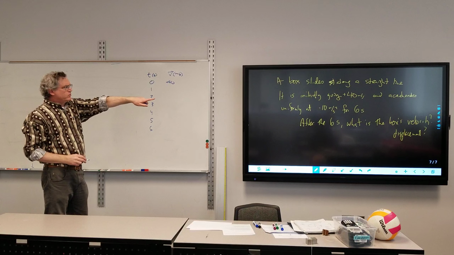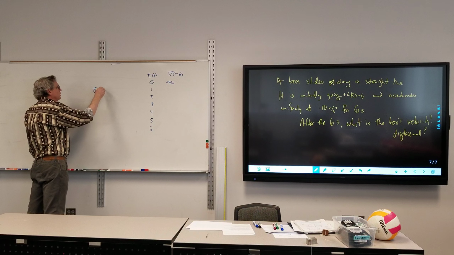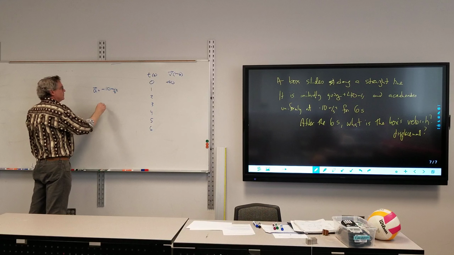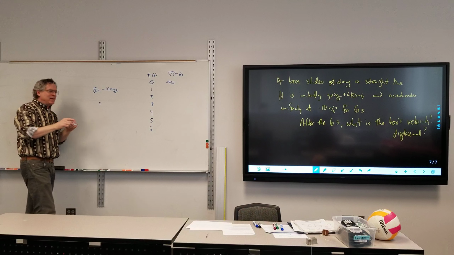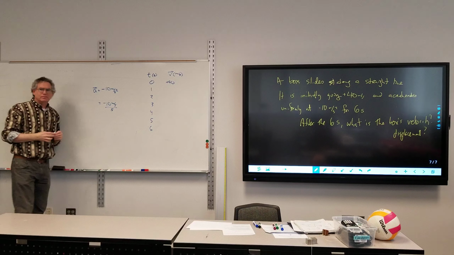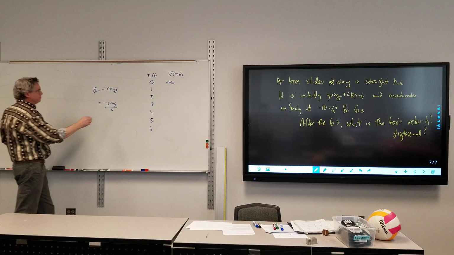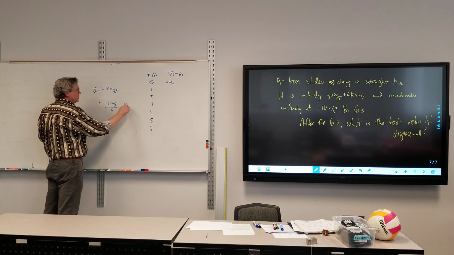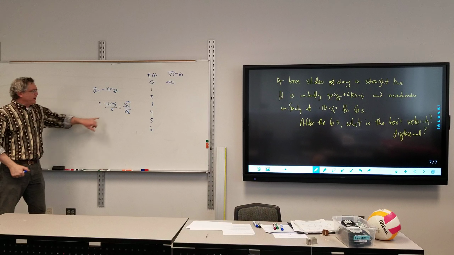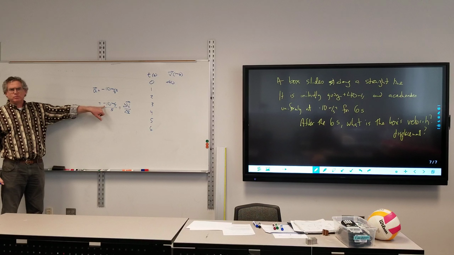Now that acceleration of negative 10 meters per second squared is the exact same thing as negative 10 meters per second per second. And acceleration is the change in velocity over the change in time. In other words, for every second that passes, the velocity changes by negative 10 meters per second.